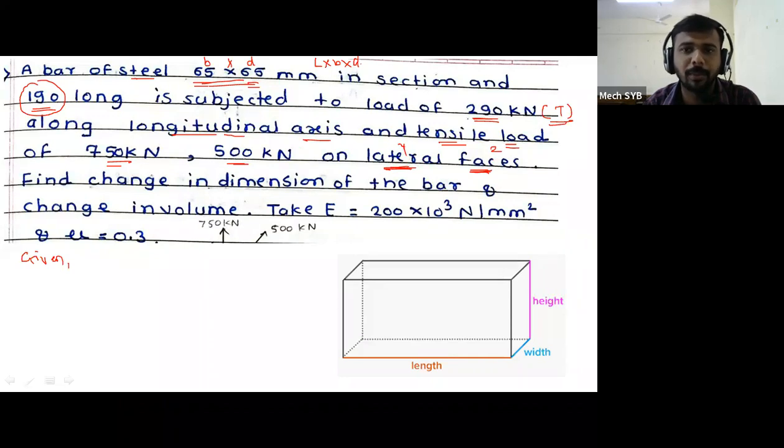Why will longitudinal be the 290? Because in general, if we think about some simple problems, one bar is subjected to the tensile load of 290 kilonewton, this is the straightforward statement.